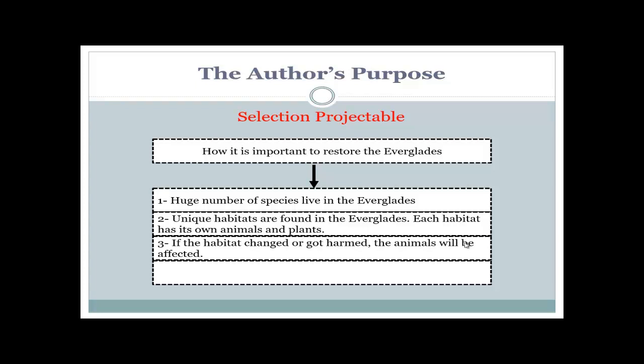Detail number three, if the habitats changed or got harmed, the animals will be affected. The author also mentioned that if any of the habitats changed or got harmed, the animals will be affected in return and they will not be able to live in this habitat. Helping in protecting the Everglades will keep the unique plants and animals from disappearing. So by helping in protecting the Everglades, we will protect the unique plants and the animals, including the endangered animals, and they will not disappear.